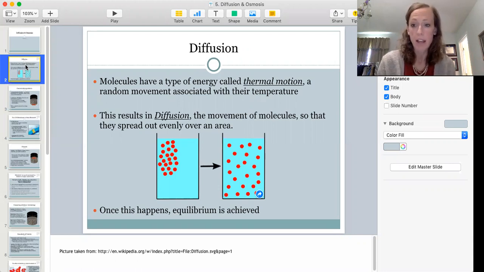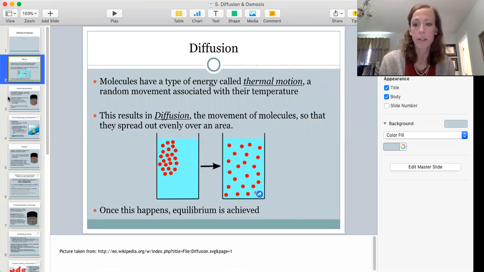Okay, this is a passive process, and it's due to the fact that molecules have a type of energy called thermal motion. So they just randomly move. It's associated with their temperature. So an increase in temperature increases the speed at which the molecules move, and a decrease in temperature slows down that movement. But the net result is that if you have an area of space that a molecule can spread out over, it will over time, okay?